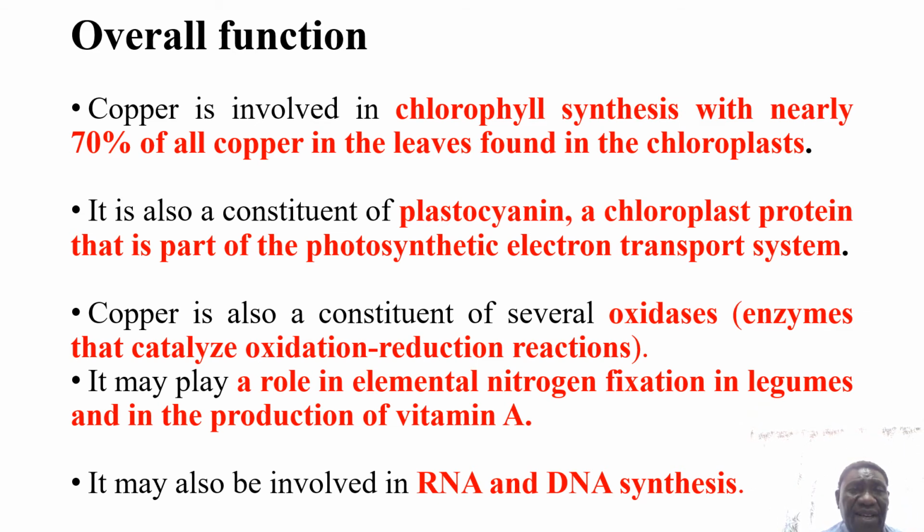The overall function: copper is involved in chlorophyll synthesis, with nearly 70% of copper in the leaves found in the chloroplast. It is also a constituent of plastocyanin, a chloroplast protein that is part of the photosynthetic electron transport system. We'll later talk about this plastocyanin. It passes electrons to P700 in the light reaction.